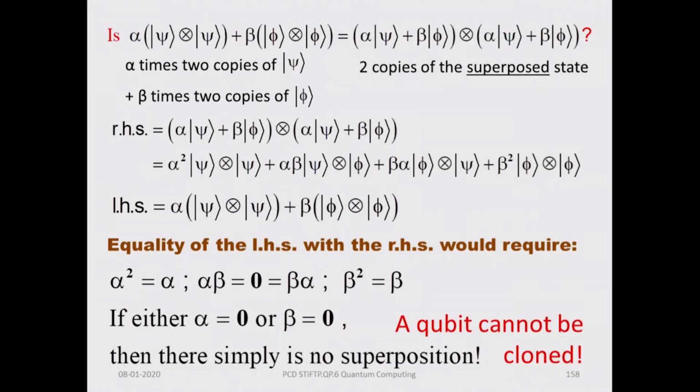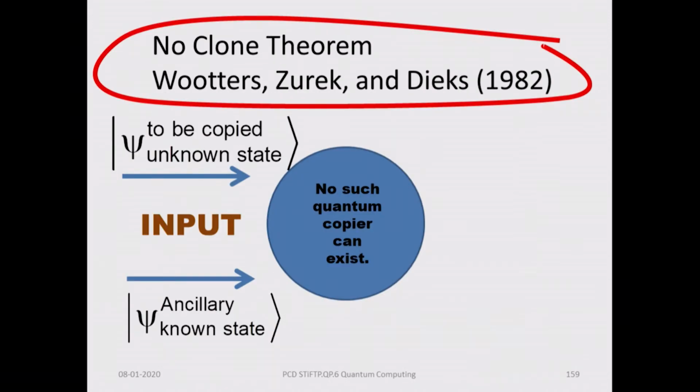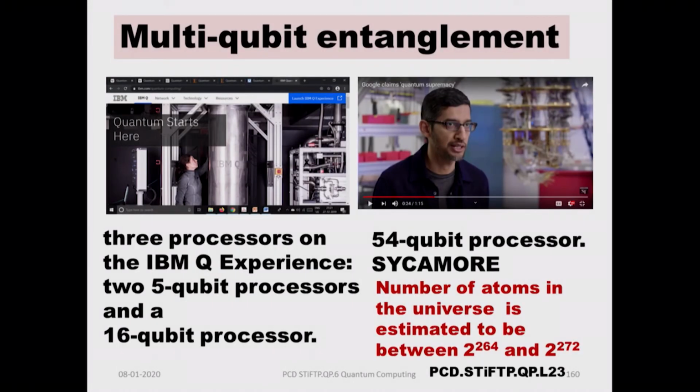Which means that a qubit cannot be cloned. Okay? So, this is the no cloning theorem, and we have seen that the proof is based on very simple considerations in quantum mechanics, and a qubit simply cannot be cloned. So, a quantum copier does not exist. Not only does it not exist, it cannot exist. So, this is a very important theorem by Wootters, Zurek and Dieks.